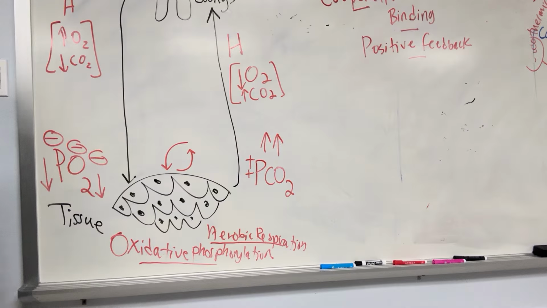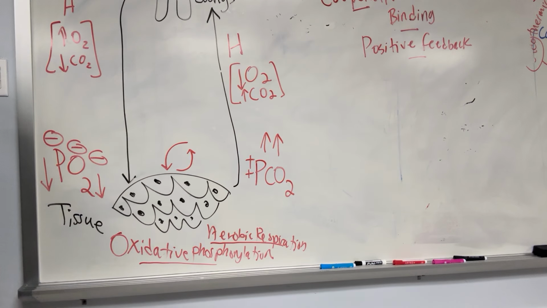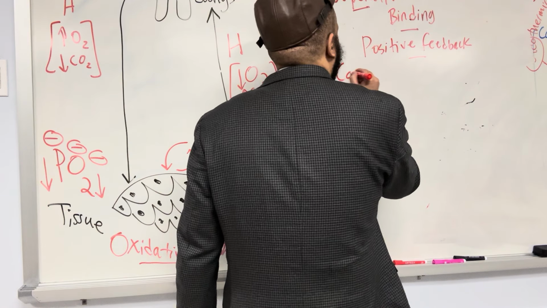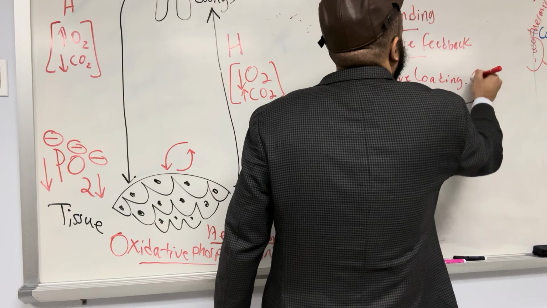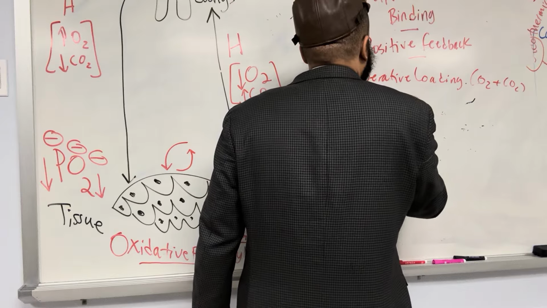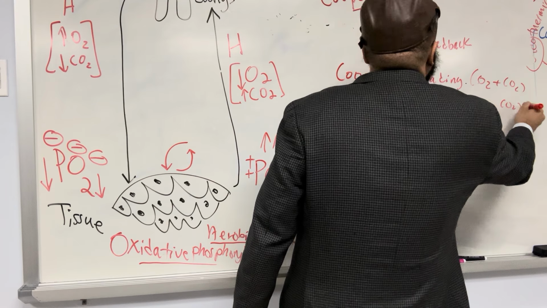If hemoglobin takes carbon dioxide, then carbon dioxide 1 jumps in, then 2 follows, then 3 will follow, then 4 will follow, and so on. And once we get to the lung, if they want to leave from hemoglobin into the lung, if one leaves, the others follow. So it's cooperative loading and unloading of carbon dioxide and oxygen. Positive feedback, cooperative loading of oxygen and carbon dioxide, and cooperative unloading of oxygen and carbon dioxide.